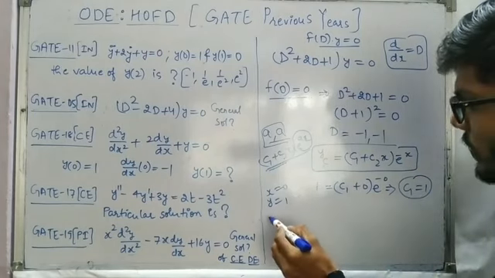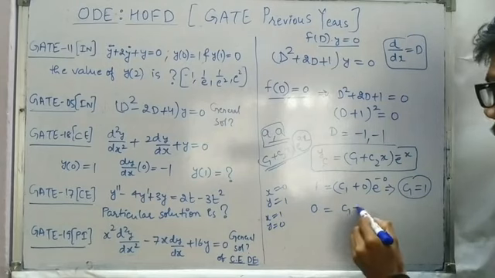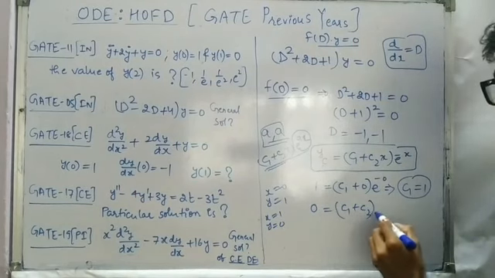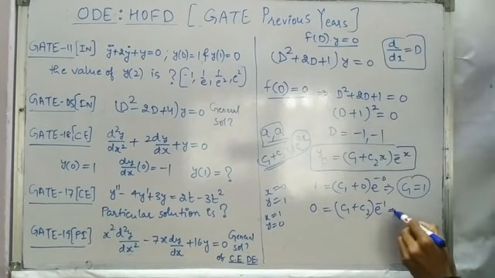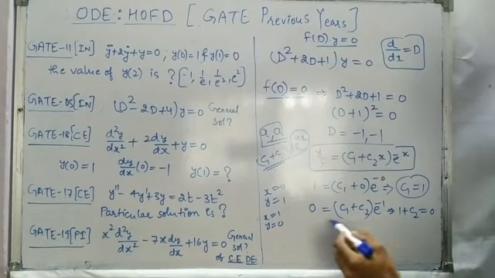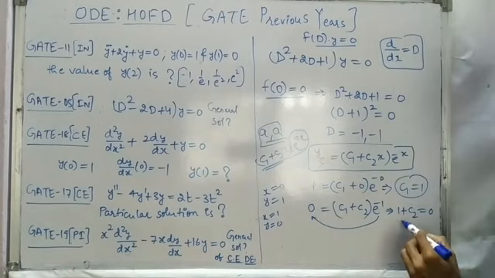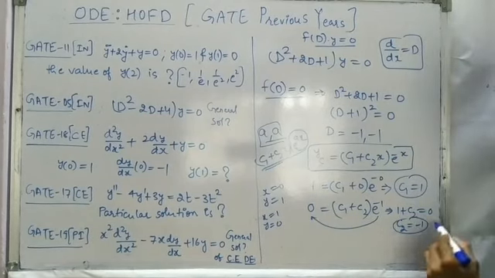And in the second condition, at x equal to 1 we have y equal to 0, and x equal to 1 gives e power minus 1. So we have 1 plus c2 is equal to 0, because if we divide anything into 0 we are going to get 0 only. So from here we have c2 is equal to minus 1.